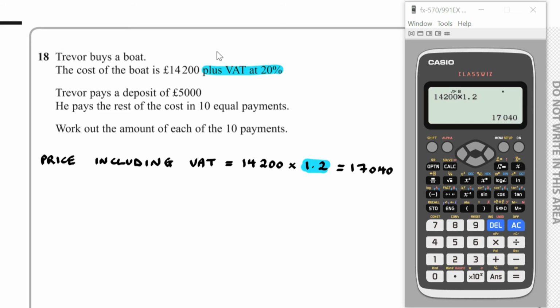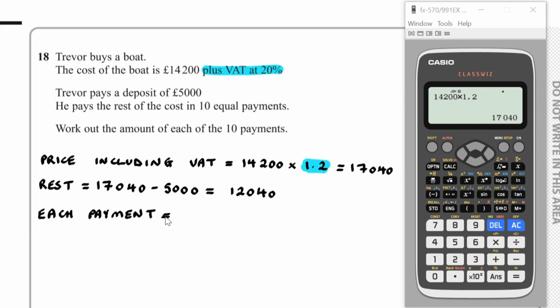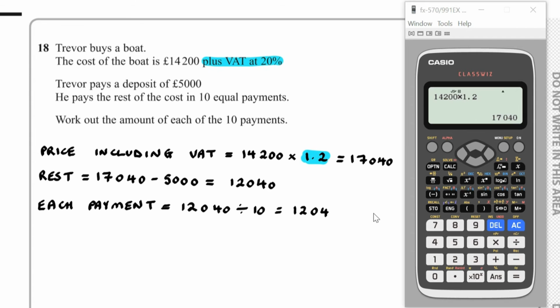Now he pays a deposit of £5,000. So the rest of the payments, well, we've got this 17,040, and then we subtract £5,000, which is the deposit. So we get 12,040, which he needs to pay. And so to work out the amounts of each payment, well, each payment then will equal 12,040 divided by 10, which is £1,204. So we have £1,204.